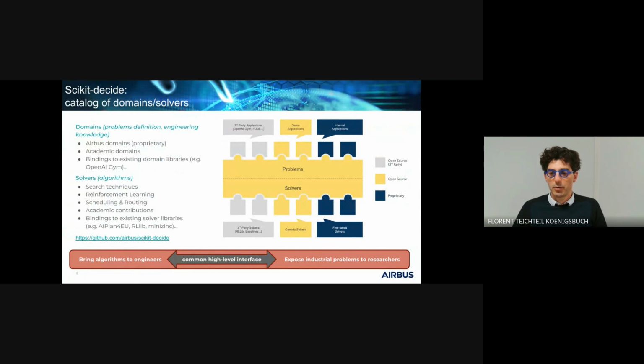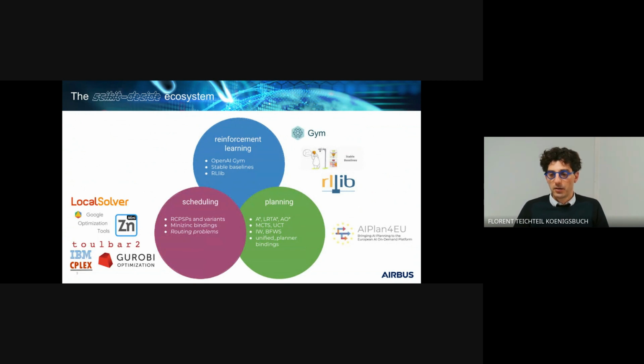Scikit-decide is an open source library that you can find on github.com that was initially developed by Airbus AI Research. It provides a catalog of domains and solvers, connected via high-level algorithms from research and state-of-the-art algorithms to engineers, but also reversely to expose industrial problems and academic benchmarks to researchers across different fields of decision-making. The library offers domains and algorithms from reinforcement learning, scheduling, and planning.